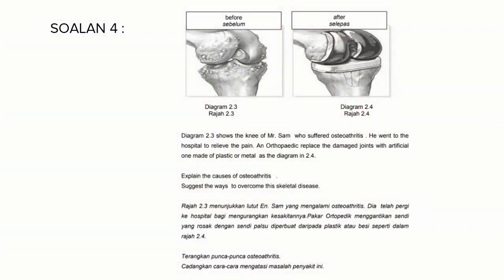So next one, we go to soalan nombor 4. Okay, ini kena rujuk pada diagram dulu. Before and after.